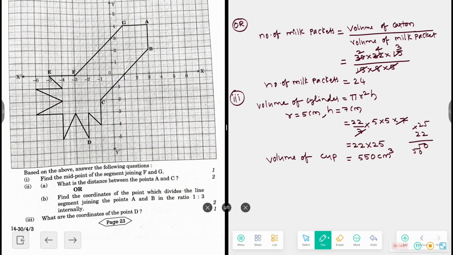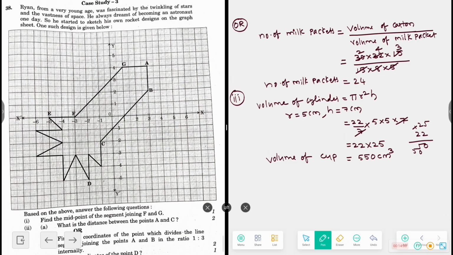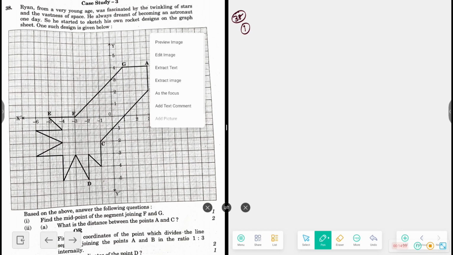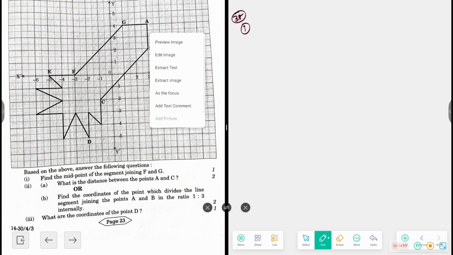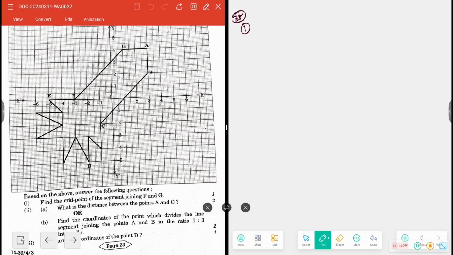Now let's see another case study question, that is from coordinate geometry. Here one figure is given in the graph. From the figure it is very important to identify coordinates first. So what is the first question? Question number 38. First question, they are asking to find the midpoint of the line segment joining F and G. Where is F and where is G? F and G coordinates we have to write.